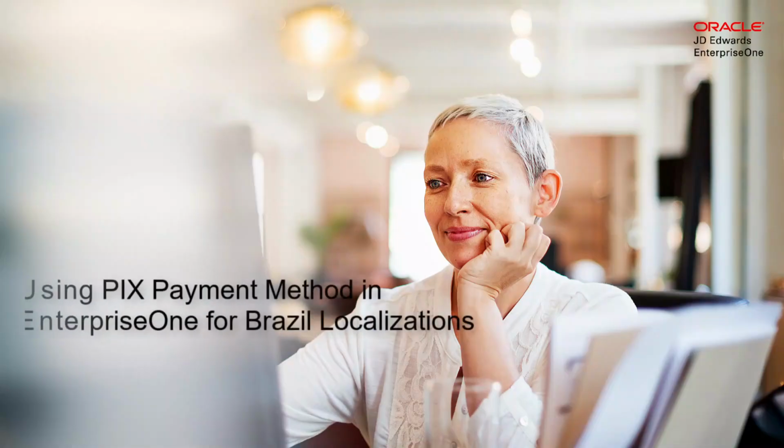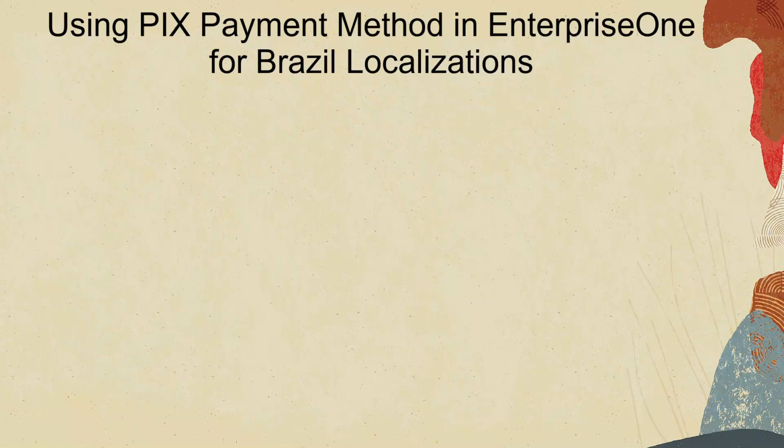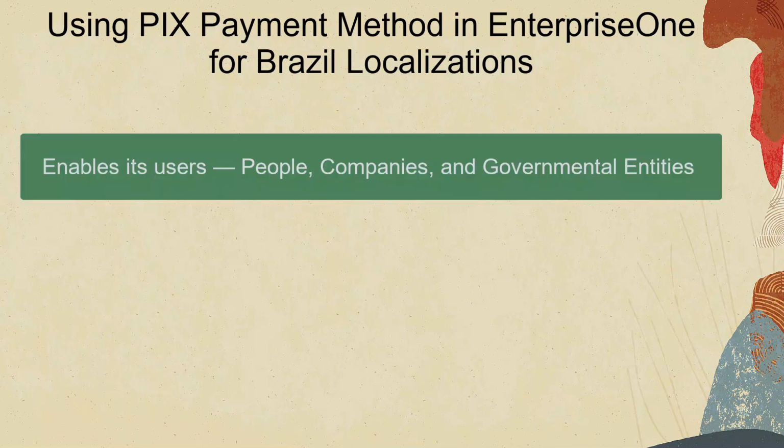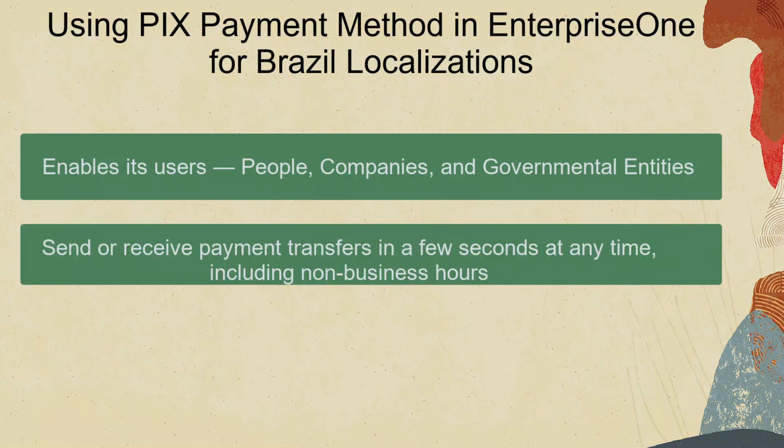Hi, in this tutorial, I'll show you how PIX can be used as a payment method in EnterpriseOne. PIX, the Brazilian IP scheme that enables its users, people, companies and governmental entities to send or receive payment transfers in a few seconds at any time, including non-business hours. It is adopted as a form of payment between companies.